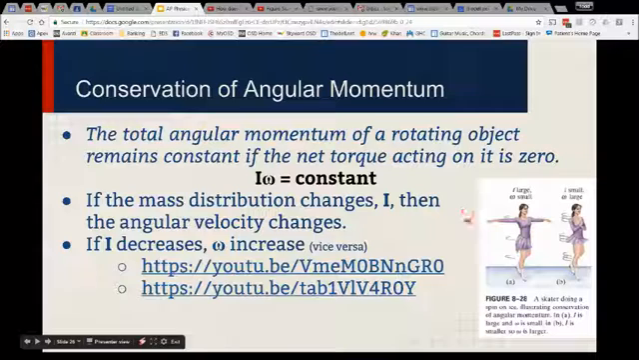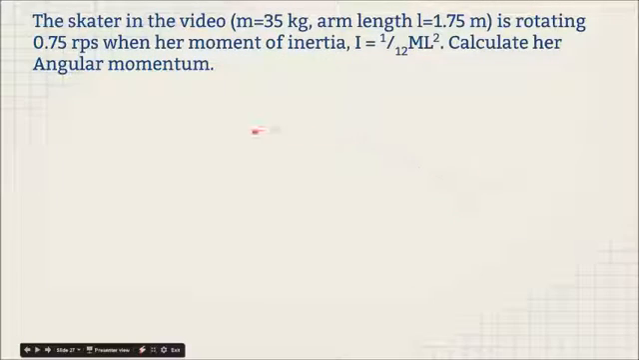Okay, so let's try a problem like this. We have a skater, like from the video, mass of 35 kilograms, arm length of 1.75 meters, rotating at 0.75 revolutions per second, when her moment of inertia is 1/12 ml squared. So this is like a bar that's rotating. You can look back in your notes on all the moments of inertia.